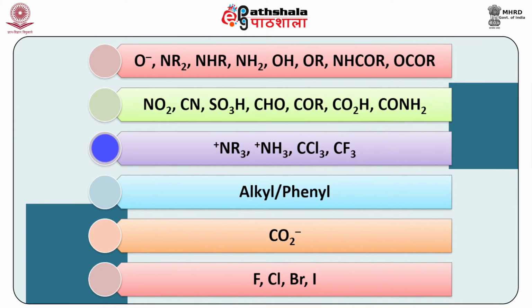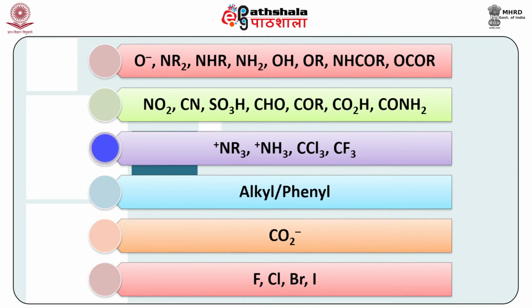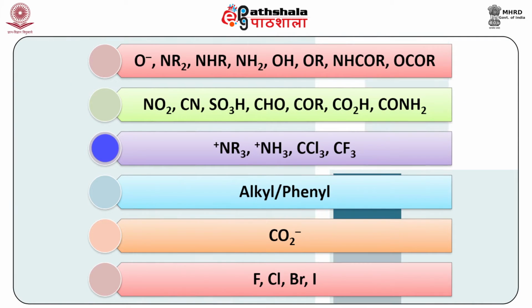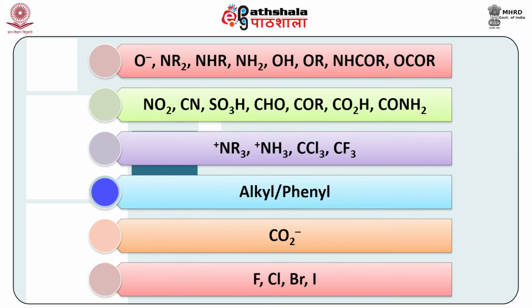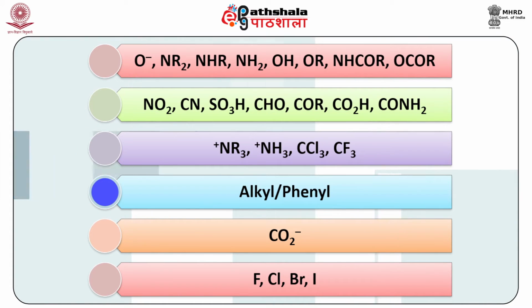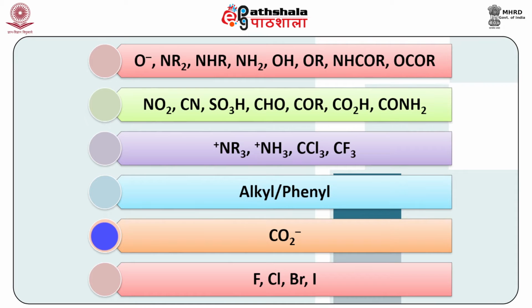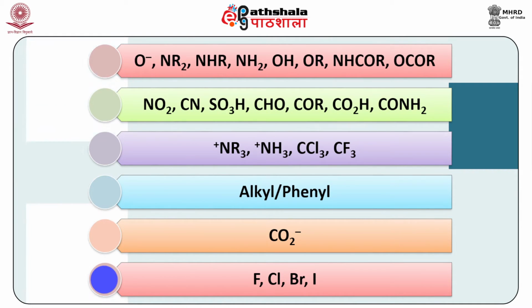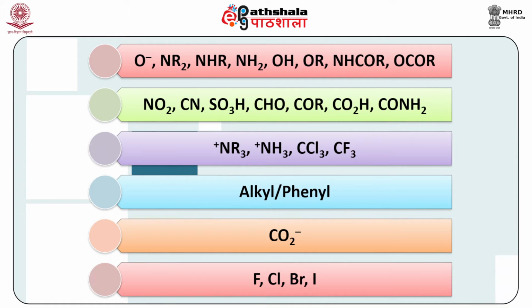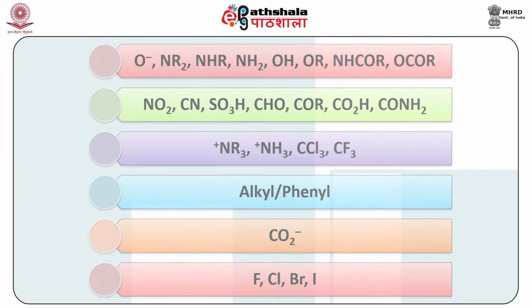Next category, students, is the salts of the amines, that is NR3+, NH3+, the ammonium ion or the trialkyl ammonium ion, CCl3, CF3. Next category is alkyl and phenyl. Another one is CO2-. Last category is the halogens, that is fluorine, chlorine, bromine and iodine. These are now discussed one by one.